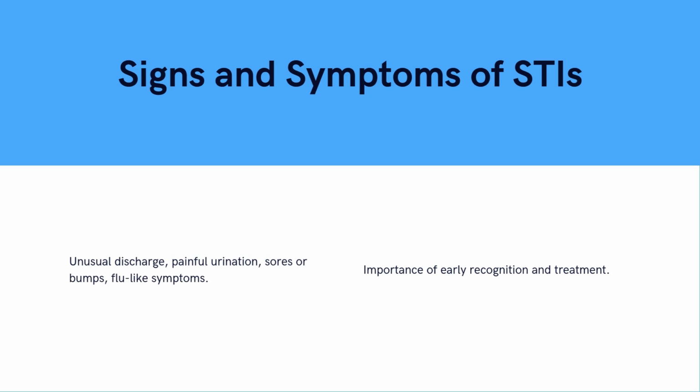Herpes can cause painful sores and recurring outbreaks. HPV can lead to genital warts and cancers. While vaccines exist for prevention, there's no cure once infected. Hepatitis B affects the liver and can lead to chronic liver disease or liver cancer.